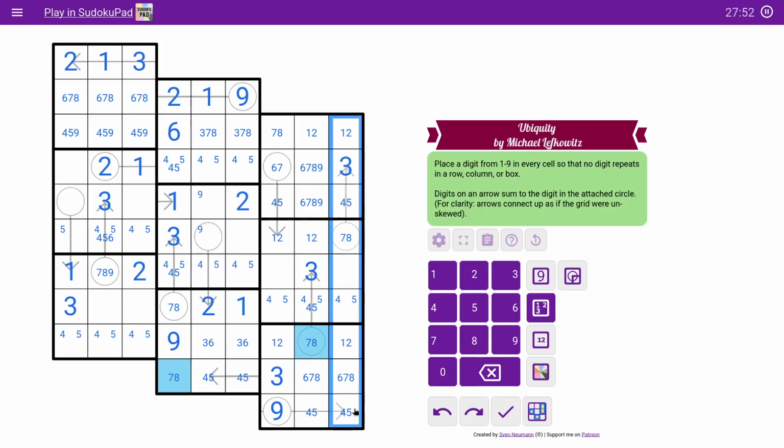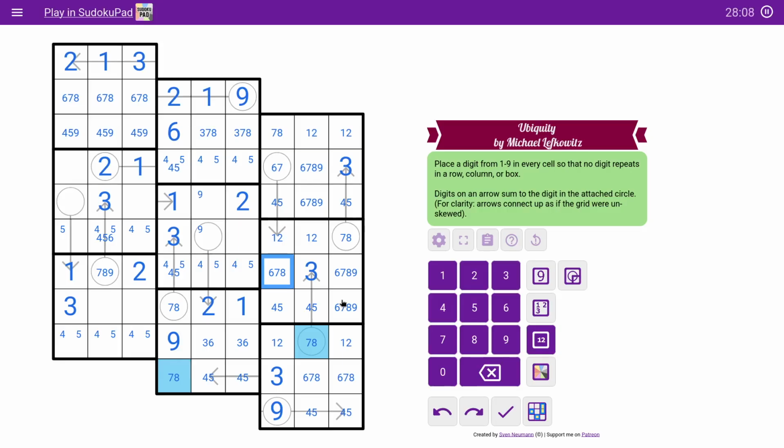Not much additional deduction to be made. 4, 5 pairs. So we have 1, 2, 3, 4, 5, 6, 7, 8, 9. This is 6, 7, or 8. Where is this in this box? It's not here, not here. Here, to avoid the cascading, it cannot be. So this is 4, 5, 7, 8. Certainly this is not an 8.